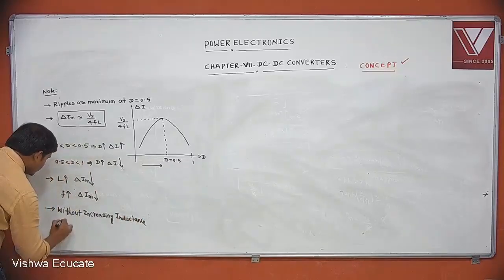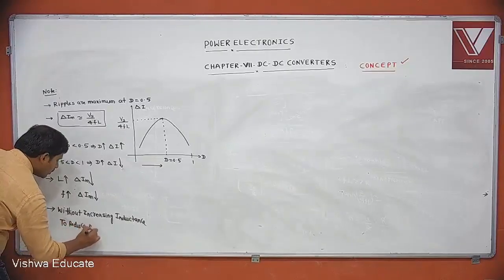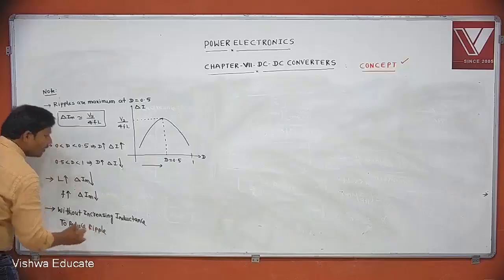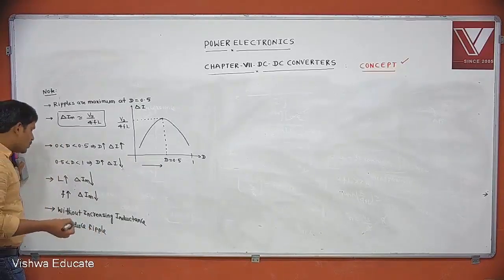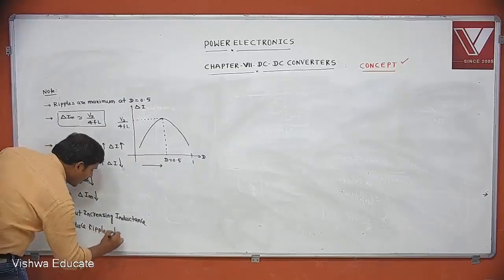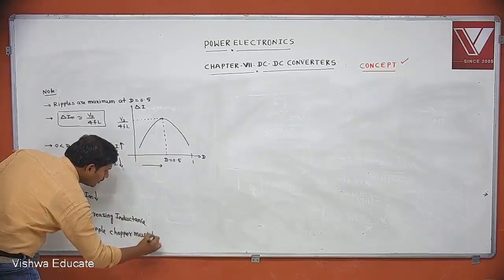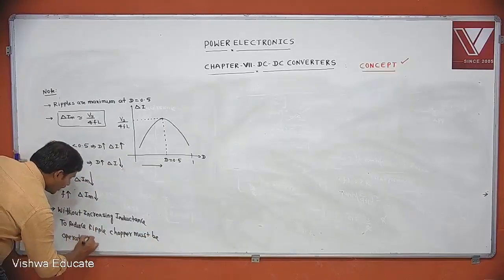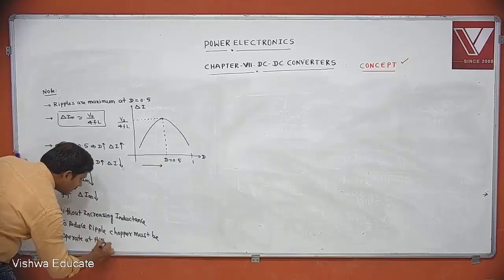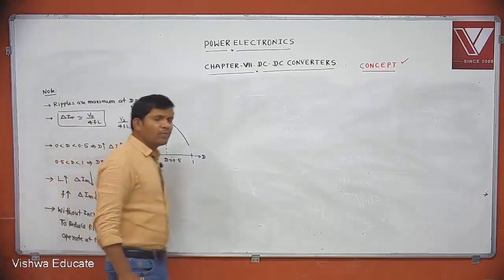To reduce ripples, the chopper must be operated at high frequency. This is one observation. That means by increasing the frequency, ripples are reduced.